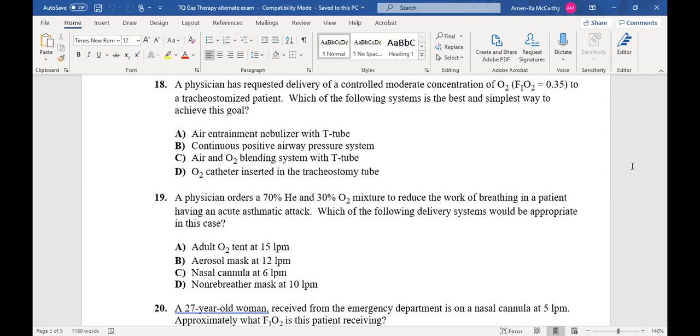The air entrainment nebulizer. When you hear that word air entrainment, that's the Venturi. That's when you're gonna do 35%. Right now, the other one says an air and O2 blending system with a T-tube. So either one I would have took. I went with C though because it said control. Yeah. So I thought entrainment they gotta let. Yeah. When you entraining it, you are controlling it because you turn it into the FiO2 you want.